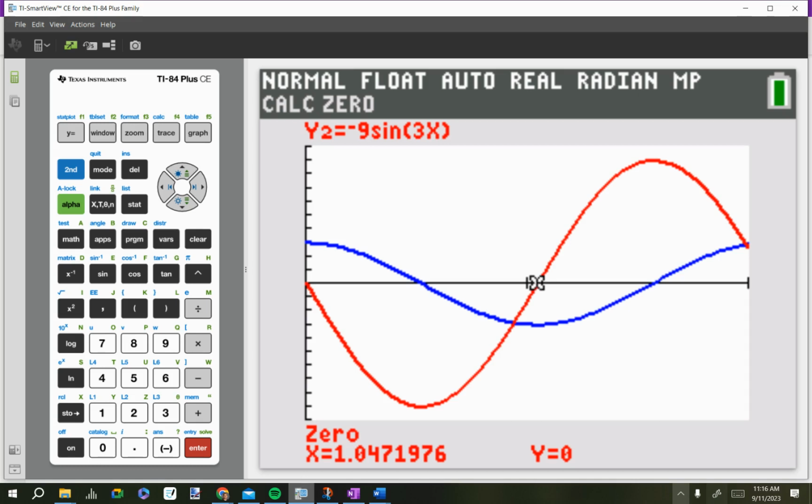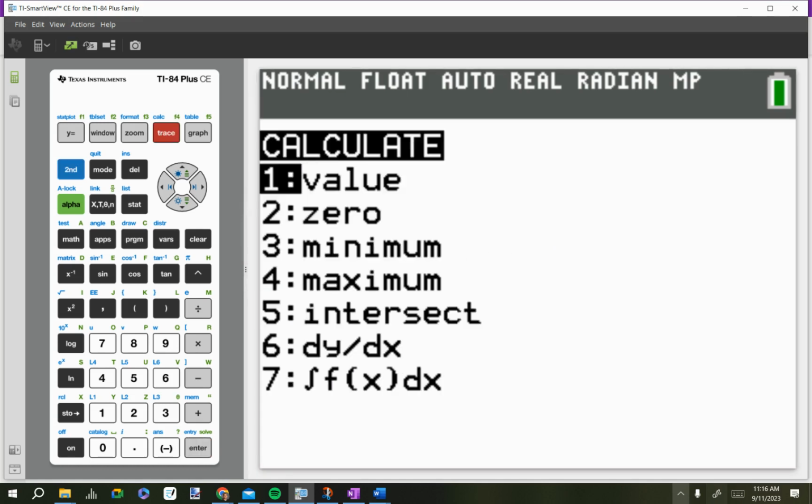Great. Here's that graph. Oh, we're talking about position. Now that's the blue line. I want to know when that blue line is at a minimum. Tell me now when that blue line is at a minimum. Yeah, right there. So we're going to go second, calculate. What are we going to calculate if we want to calculate a minimum? You guys are so smart. We're going to minimum.